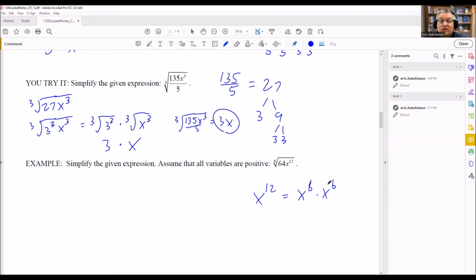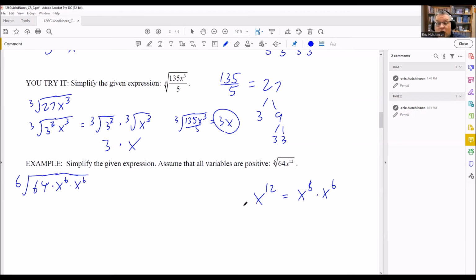Now, of course, I can break this down other ways. I could have done a 2 and a 10 or a 4 and an 8. But specifically, I want the powers of 6 so that it matches the little index that I have on the outside. Okay, so I'm going to do the 6th root of 64, and then times x to the 6th, and then times x to the 6th. So that's the first step I'll do in breaking this down.